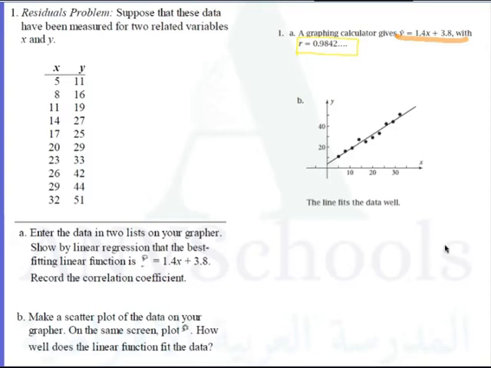Extending from a 30 by 40 window, you could see the plots of the points. This is the first point, 5, 11. We have 8, 16; 11, 19; 14, 27; 17, 25; 20, 29; 23, 33; 26, 42; 29, 44; and 32, 51. This is your best fit line, and the line fits the data well. This is the best fit regression line.